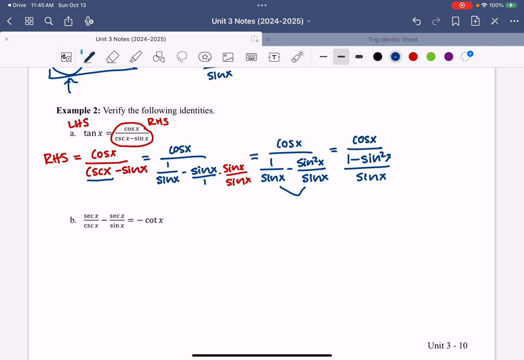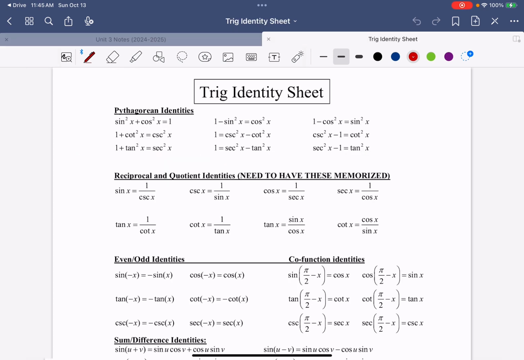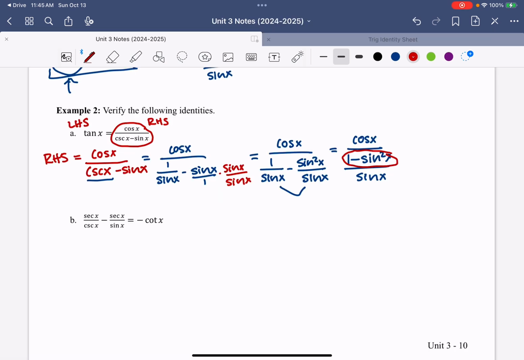Okay. Now, from here, we do have a couple of options. So one thing that I am noticing is that I have this term of 1 minus sine squared x. And that should kind of stand out to us as being a potential identity. So on my trig identities sheet, I know that 1 minus sine squared x is equal to cosine squared x. So I'm going to go ahead and make that substitution here. So I'm going to have cosine x over cosine squared x over sine x.